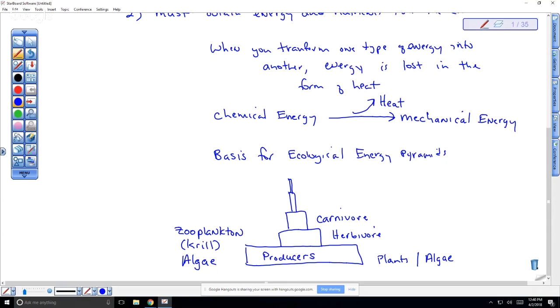Okay. Then we can have small fish, so let's put sardines. And then let's put tuna. And then let's put humans/dolphins at the top. In each layer, only about 10% of the energy gets transferred, which means that this amount should be 10% of this. I drew it bigger than it would normally be. And so you're losing energy at each level. This is what we talk about when we say we eat at the top of the food chain.